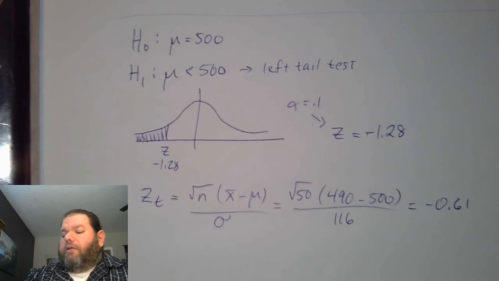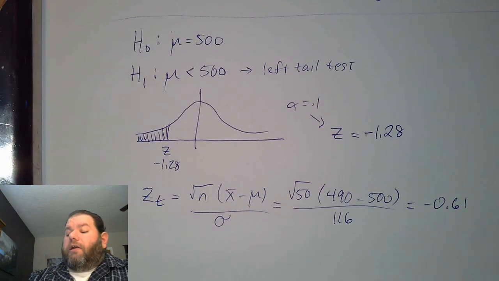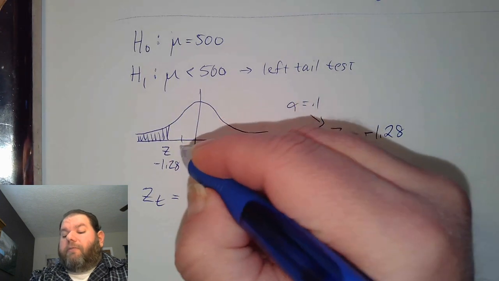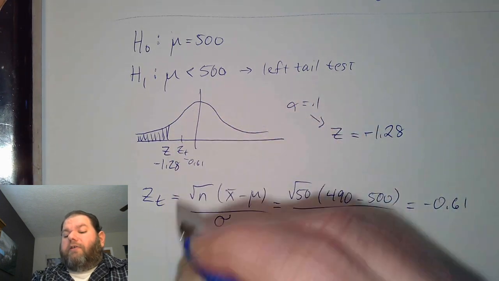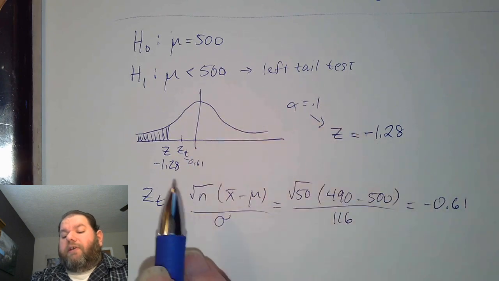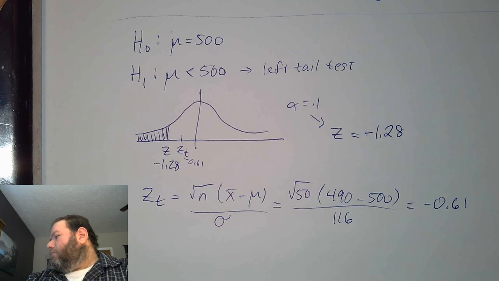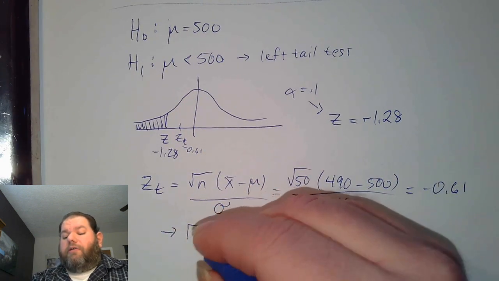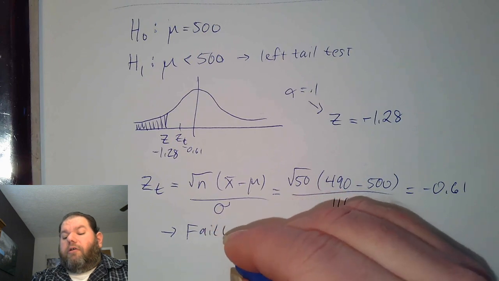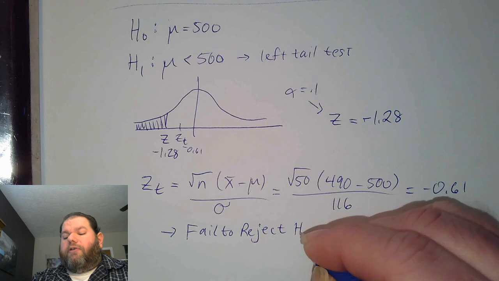So we had a little more play. So ZT would actually be somewhere in here, negative 0.61. So we notice now ZT is not in the shaded area. So our conclusion is that we fail to reject H naught.